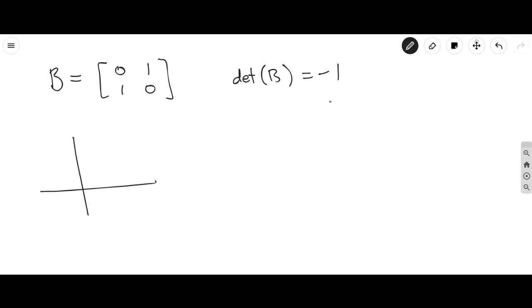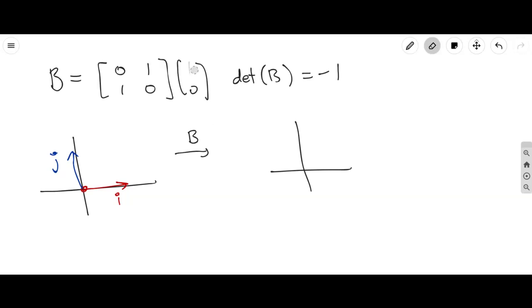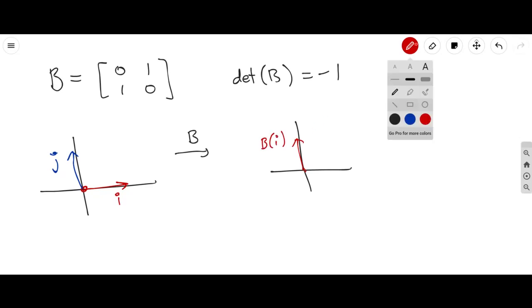But to show you a very easy example, let's say this is the I vector that goes along the horizontal axis, and this is the J vector that goes along the vertical axis. Then by applying this linear map B, the coordinates of this are 1, 0, and when you do the matrix multiplication, you get 0, 1. You get the other one. So you would end up with that this is the image of I, and that is the image of J.